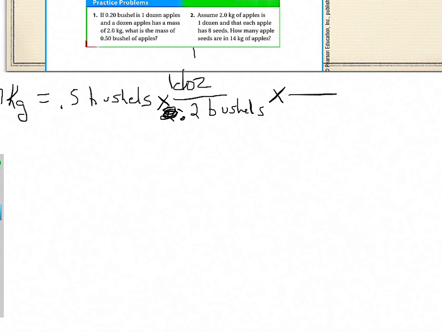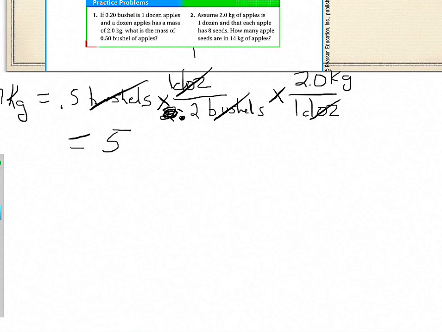and then we can convert from dozen to kilograms, because we know 1 dozen apples is 2 kilograms. And so let's check. Bushels cancel, dozens cancel. We're left with kilograms. That's what we're trying to find. And let's see, we've got 0.5 times 1 divided by 0.2 times 2. So 0.2 goes into 2 10 times, so that would give me 5 kilograms. Don't mind the cats. They're just having a little fit.